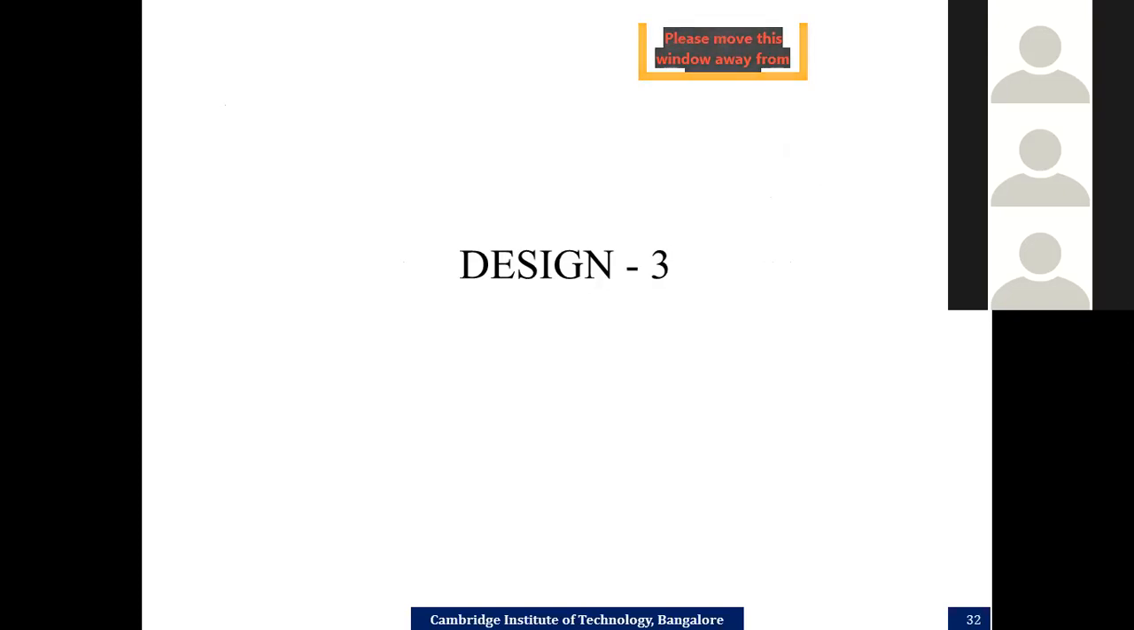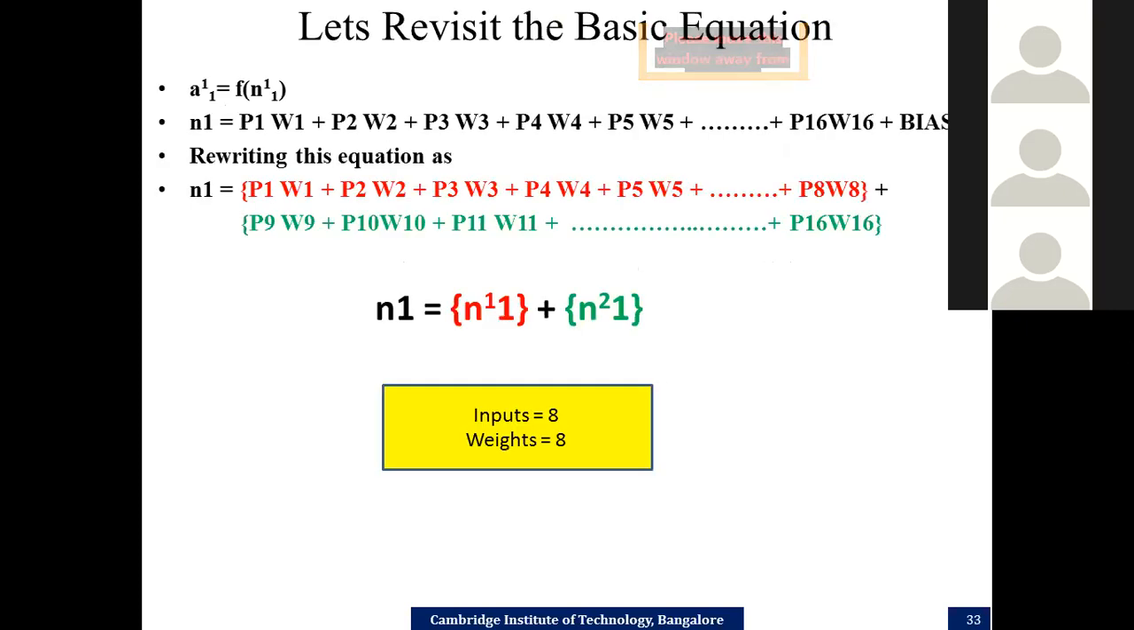Okay, yes. What is design 3? In design 3, what we do is very simple. Again, A1 is a function of N1, and N1 is the multiplication of P1, W1 and so on until P16, W16, plus bias. I right now neglect bias because there is only one small process there. I rewrite this equation like this: N1 is now equal to P1 to P8 as the first term plus P9 to P16 as the second term. So I have split the entire multiplication operation into term 1 and term 2.